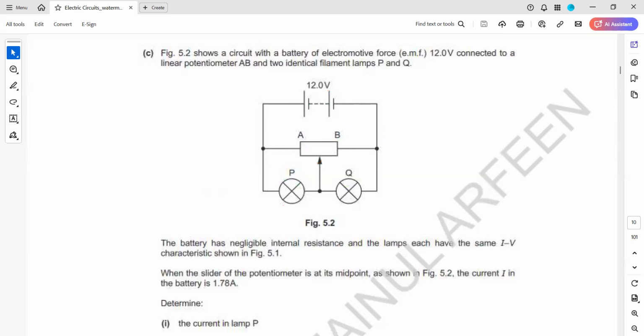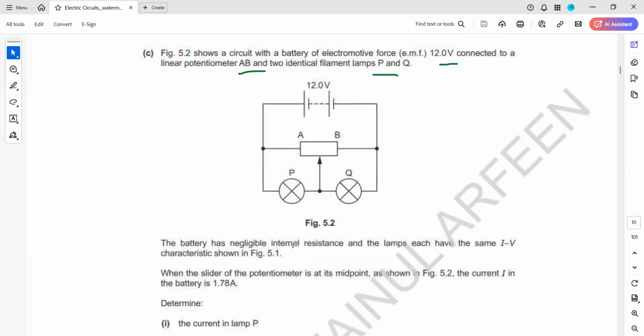So figure 5.2 shows a circuit with a battery. I'm just explaining an idea. Let's say it was in the center. But now, according to a question, we'll solve. So the EMF is 12 volts, connected to a linear potentiometer A, B, and two identical lamps, P and Q.